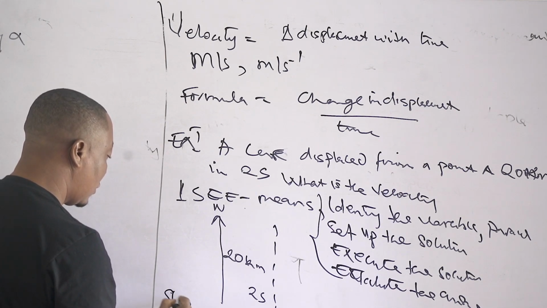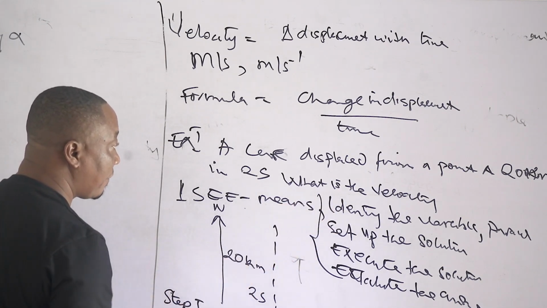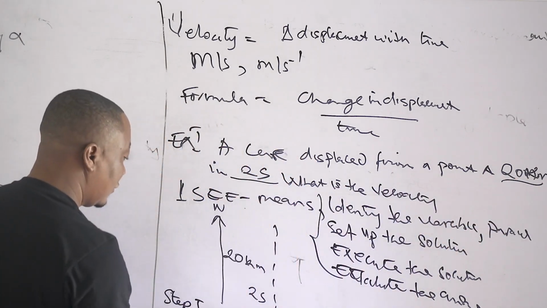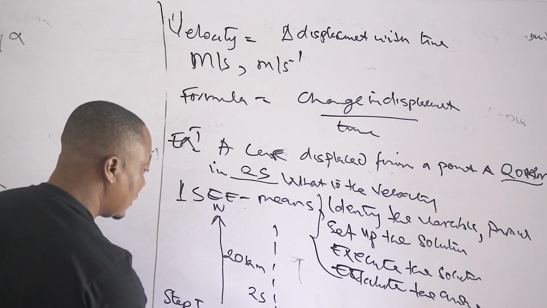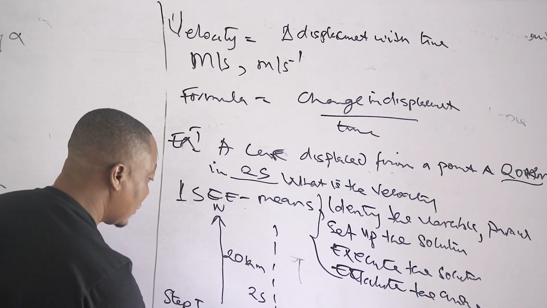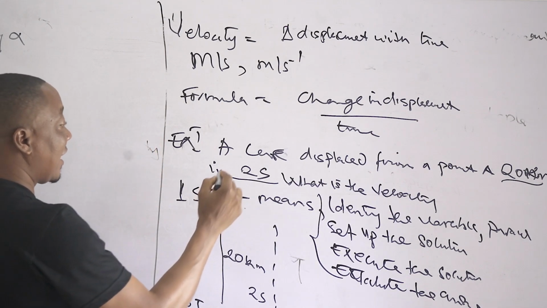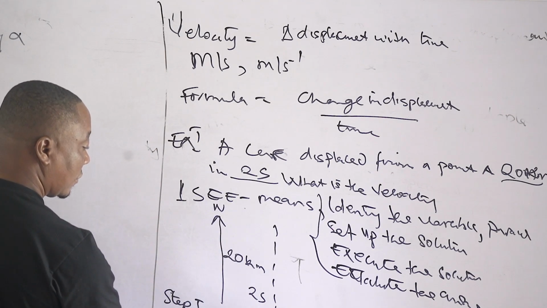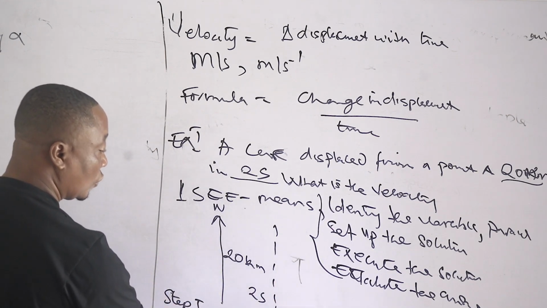Step one: identify the parameters. What are the parameters? The parameters are this and this. So you now say displacement is 20 kilometers and time is equal to 2.